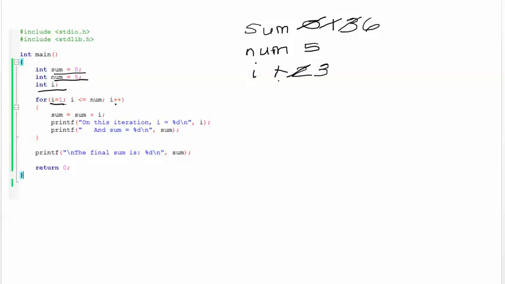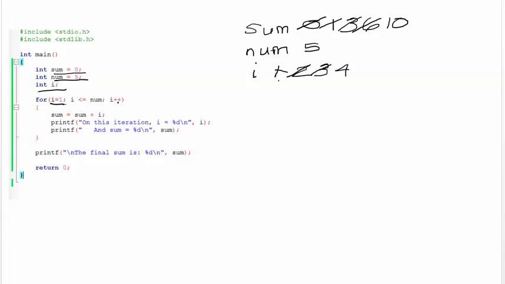Then we'll increment I again because we're at the end of our iteration. So I would become 4. Is 4 less than or equal to 5? It is, so we'll do another iteration. Sum equals sum plus I. So sum is 6 plus I is 4. So now sum becomes 10. Okay. And we would print on this iteration I equals 4 and sum equals 10.